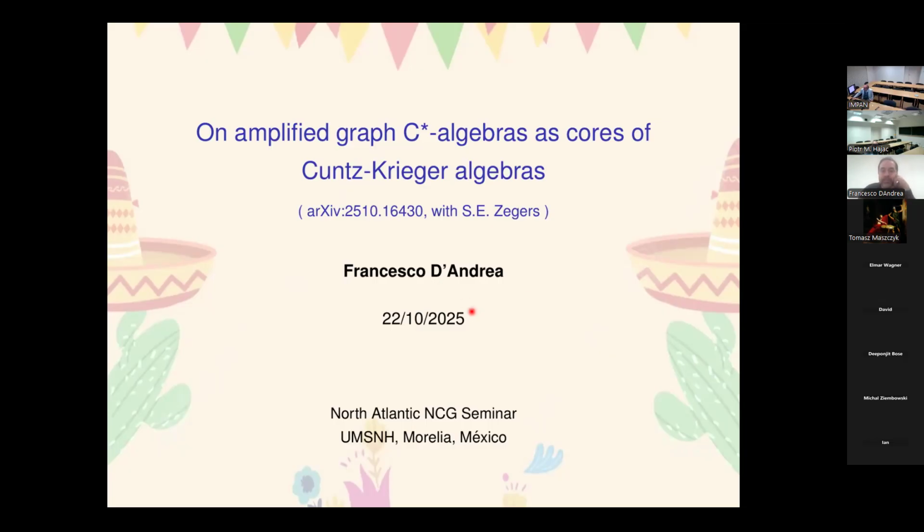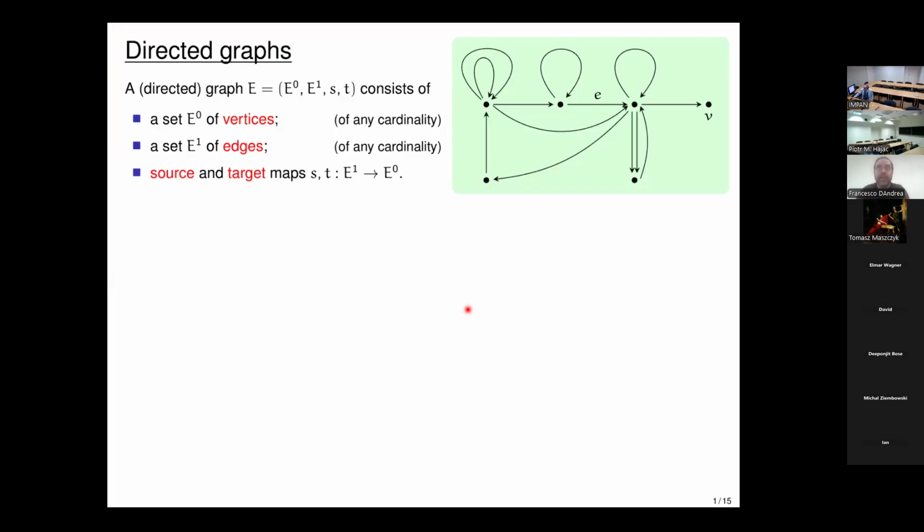So let me start from the beginning. Let me recall the basic definition. By a graph, here we mean a quadruple, E0, E1, S, and T. E0 and E1 are just sets of any cardinality, so they can be infinite sets, they can be even uncountable. S and T are two maps from E1 to E0. Elements of E0 we call vertices, elements of E1 we call edges, and S and T are called the source and target maps. So they tell you for each edge what is its source and what is its target.